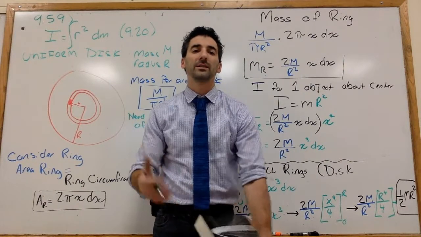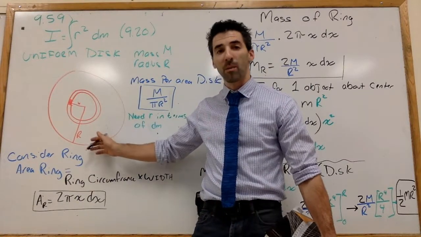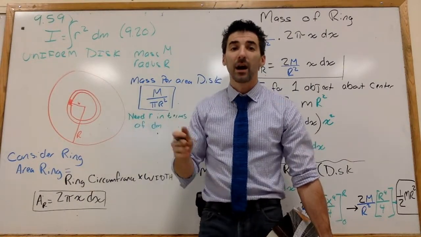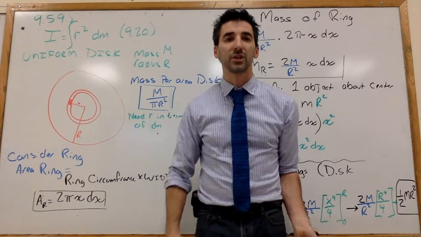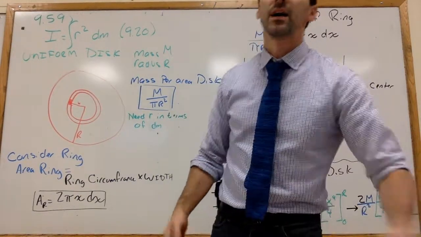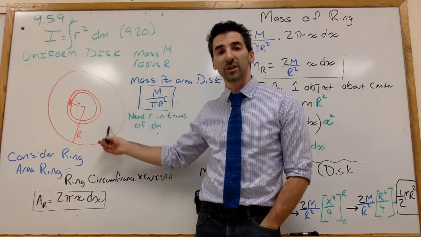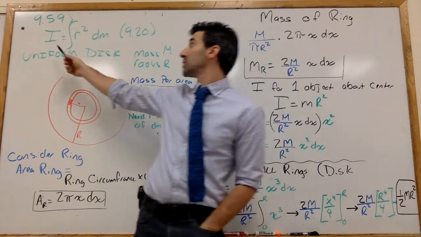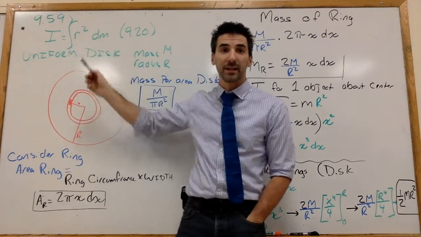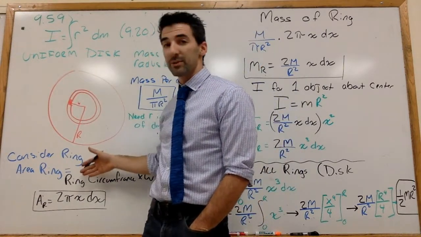Today we're going to continue to talk about rotational motion, specifically finding the moment of inertia of a solid disk from the University Physics textbook, 13th edition. This is question 959. The question asks us to show or derive the moment of inertia of a uniform solid disk using the equation I is the integral of r squared dm, which is our general form for the moment of inertia of a continuous object.